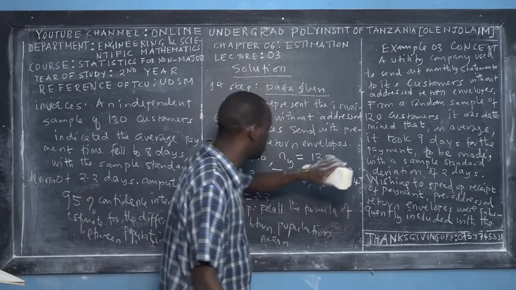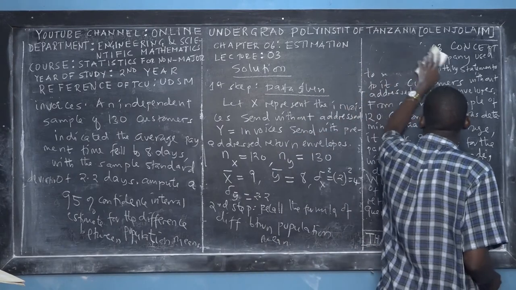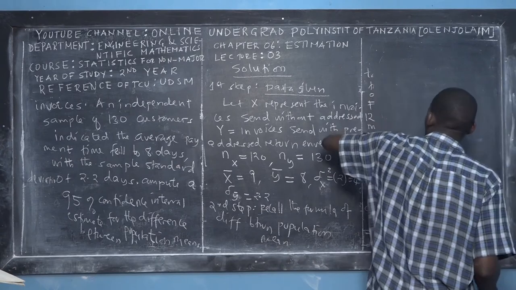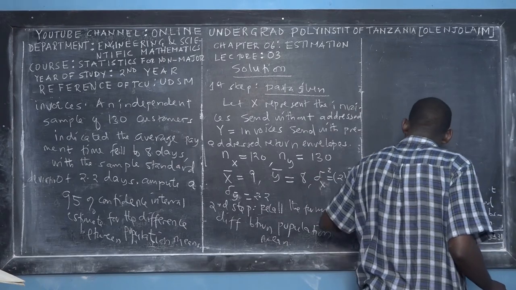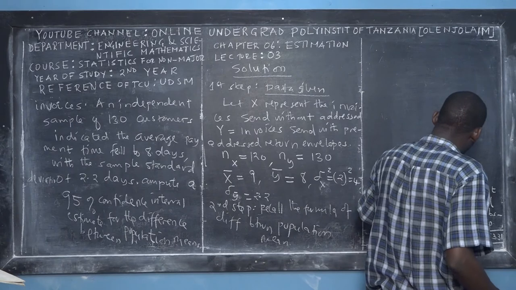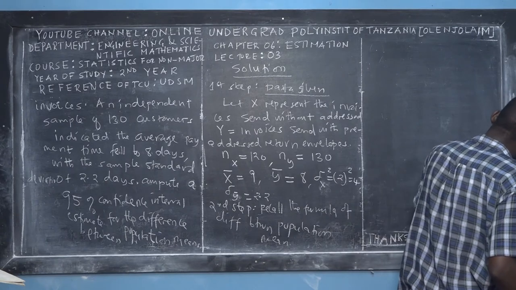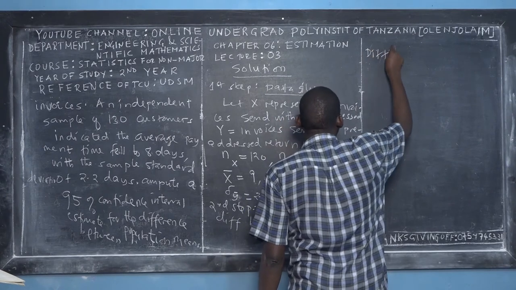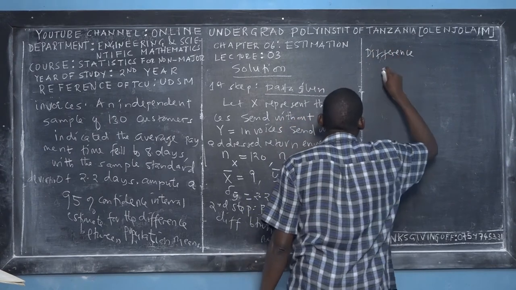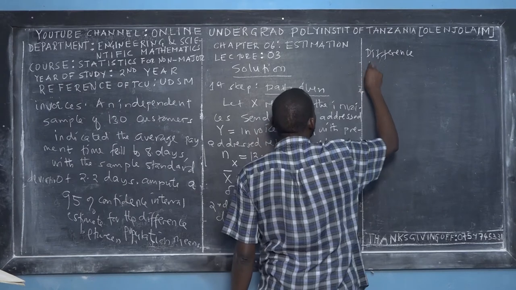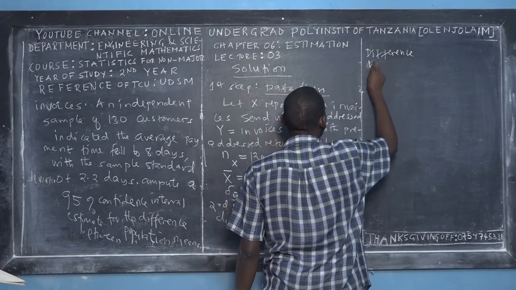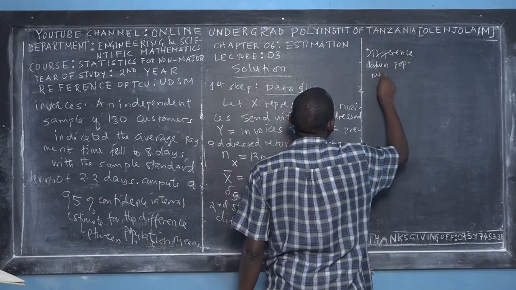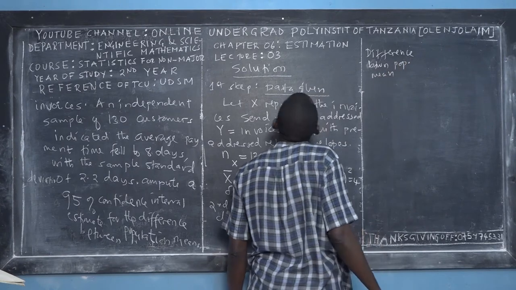So the formula that I told you a few minutes ago. Can you pause the video and try to remind yourself what the formula looks like? So you say the difference in population means, the difference between population means.